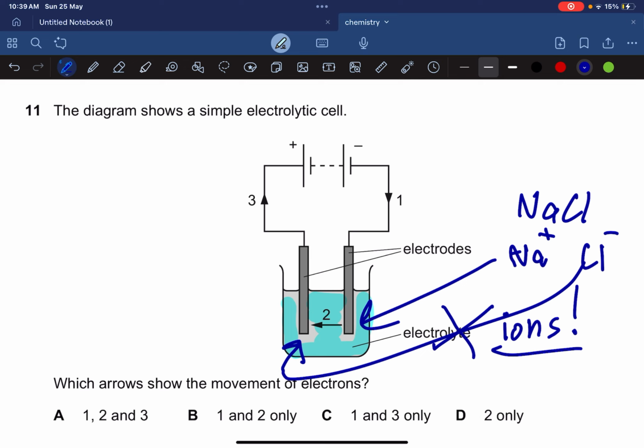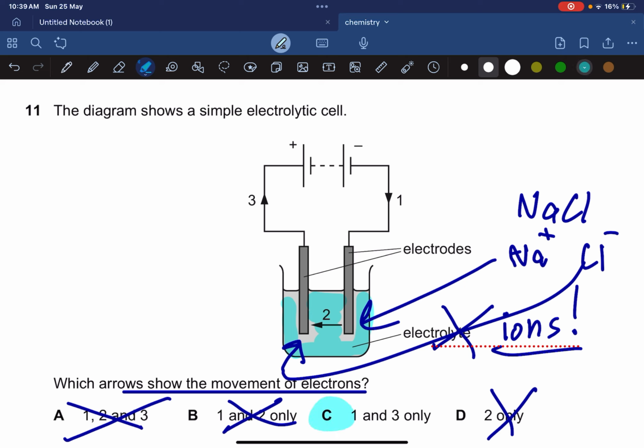So जिसमें भी option 2 है उसको cross कर दें. 2 cross and 2 cross. Which arrow shows the movement of electrons? ठीक है. अब movement of electrons आपके पास बच गया है. इसमें भी option 2 है, so ये भी निकल जाएगा. तो by the method of elimination, it's C.